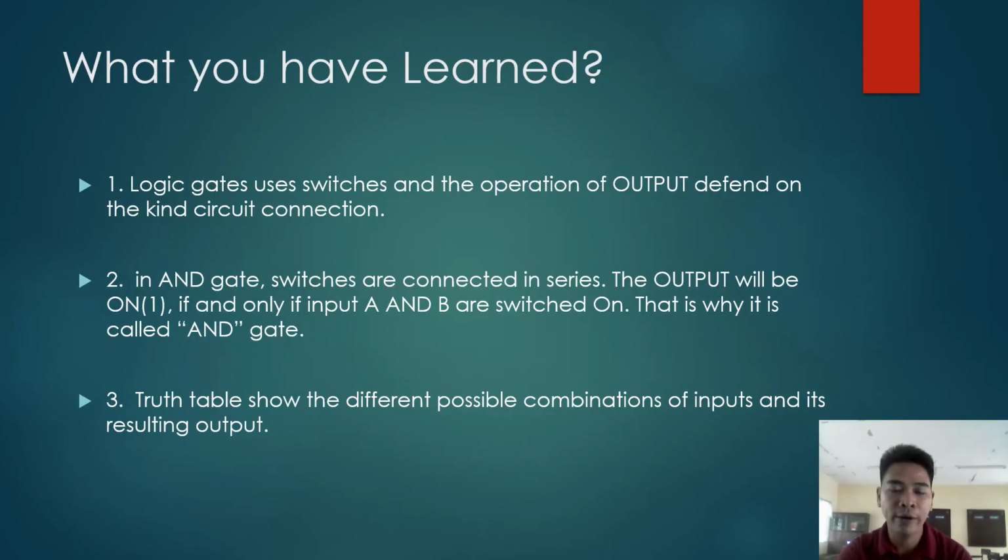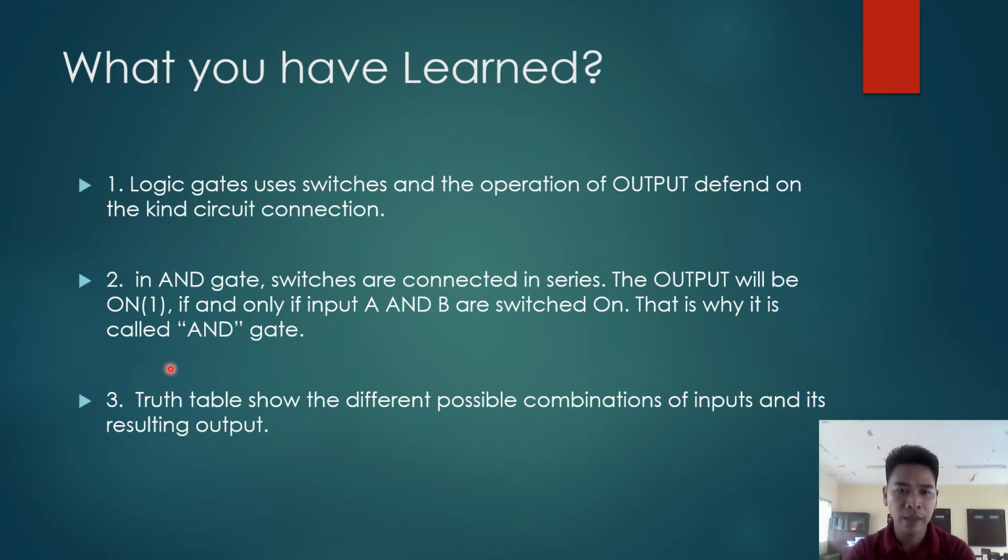So what we have learned. We have basically three things that we have learned. First, logic gates use switches, and the operation of the output depends on the kind of circuit connection. Okay? It depends on the kind of circuit connections. For our previous example, the circuit is connected in series.